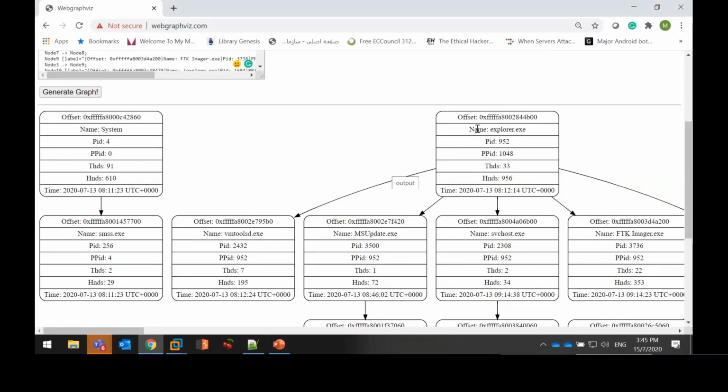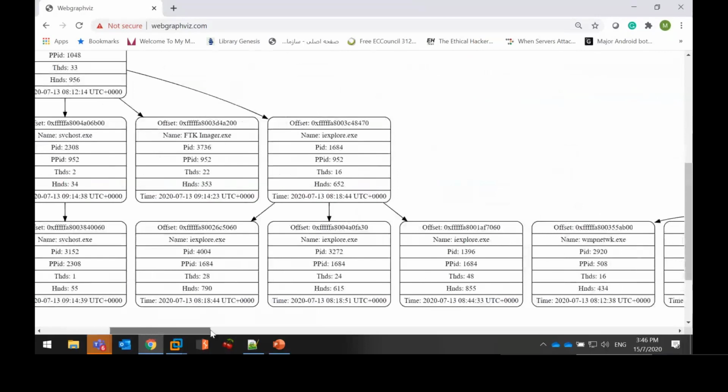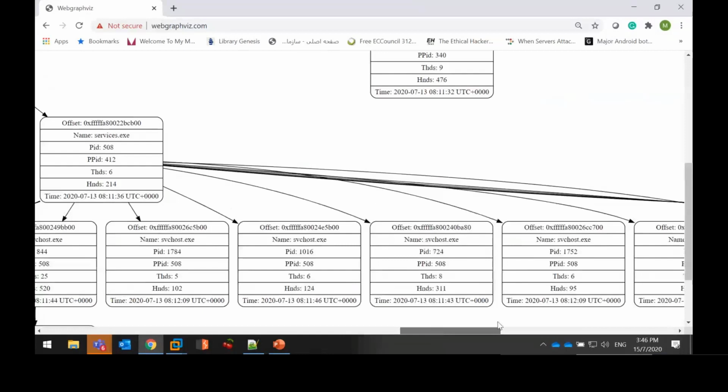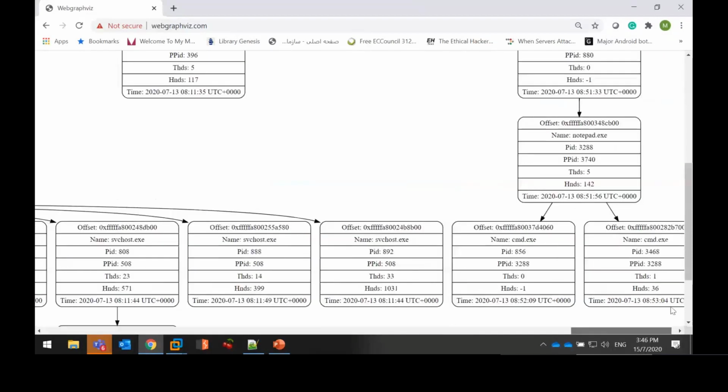For example, here, right in front of us, I have the Explorer, which is our malicious SVC host, and SVC host generates another SVC host. So at the moment, I consider all of these three as suspicious. Here I have MS update as well, which runs another CMD. So let's look for other things. As you can see, it's a very extensive module.